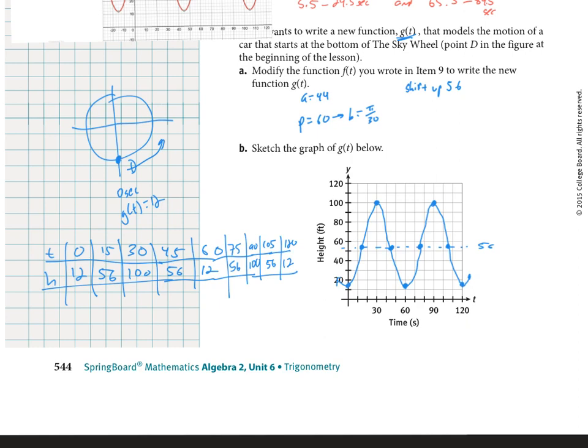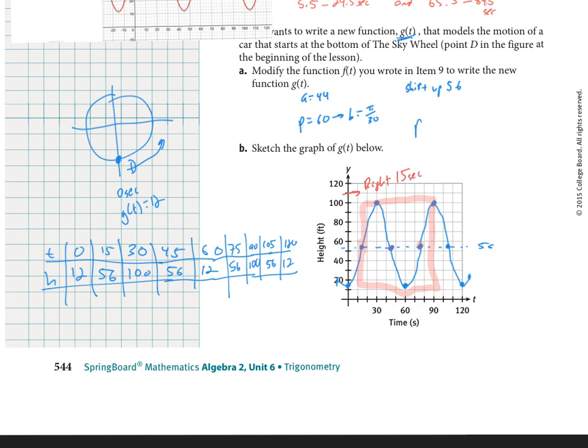If I'm still using sine, you could use cosine if you really wanted to, but if I'm still using sine, I have to think about the start, end, mid, and the quarters here. So really, in my mind, the amplitude of 44 is the same. The period of 60, so b equaling pi over 30, is the same. The shift up of 56 is the same, but now I've been shifted right. How much? I've been shifted right 15 seconds. So really, that's all I would need to do.